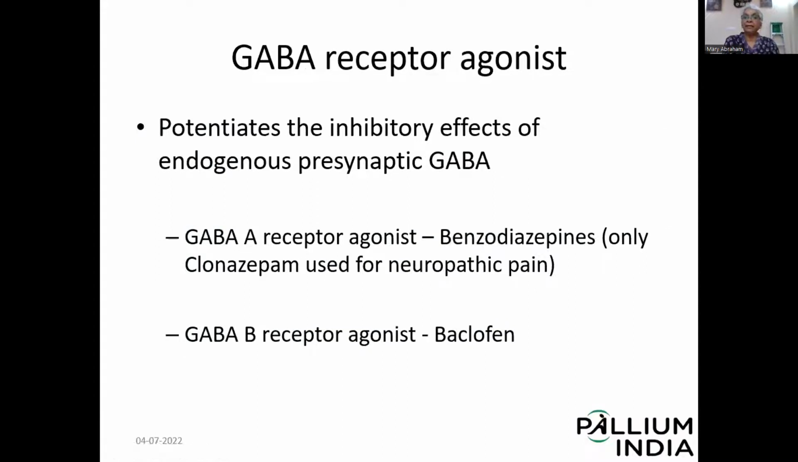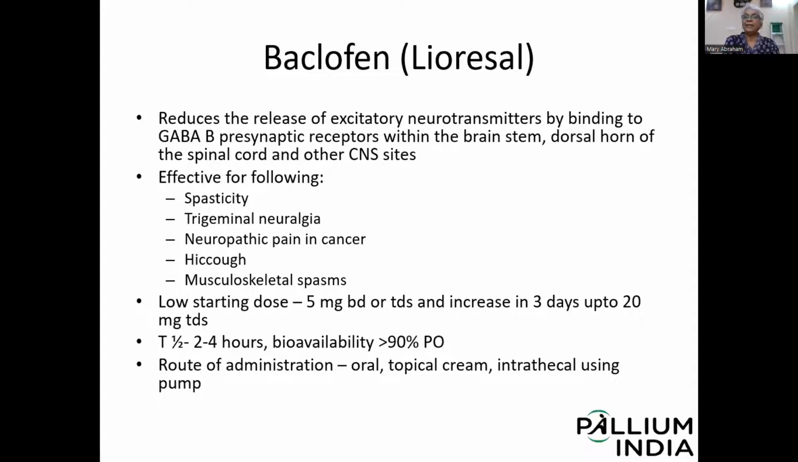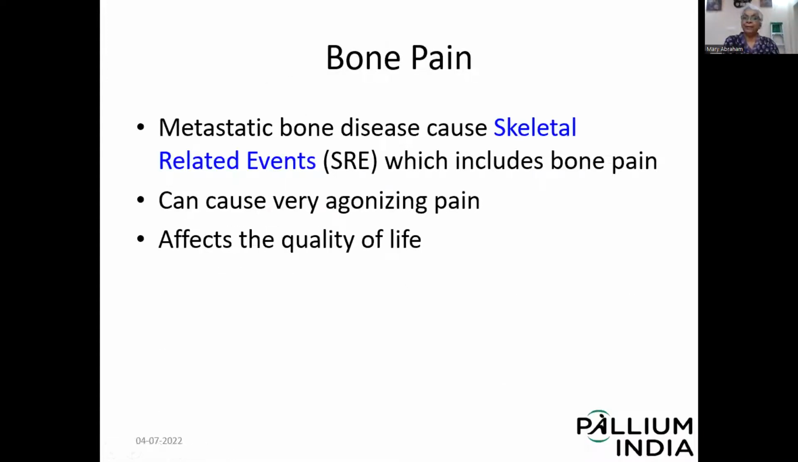Now, GABA receptor agonists, there are two types. One is benzodiazepine, which acts on GABA A, and baclofen, which acts on GABA B. The only benzodiazepine that is effective for neuropathic pain is clonazepam, which is given in a dose of 0.5 mg per oral. It can also be used for terminal sedation. Baclofen is the GABA B agonist, and it can be given whenever there is associated spasticity, neuropathic pain, hiccup, musculoskeletal spasms, etc.